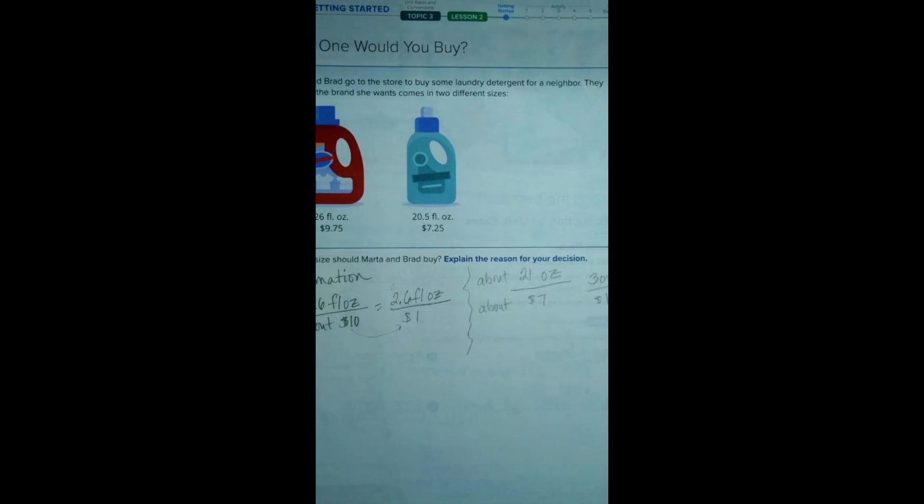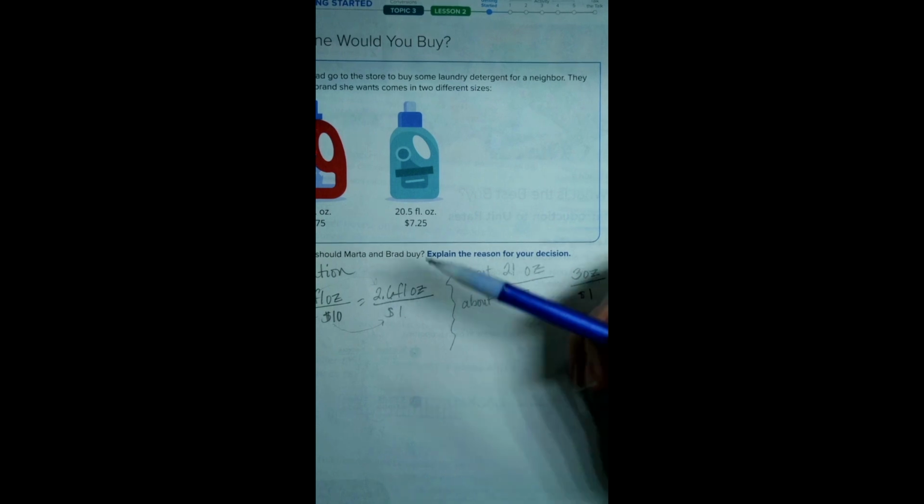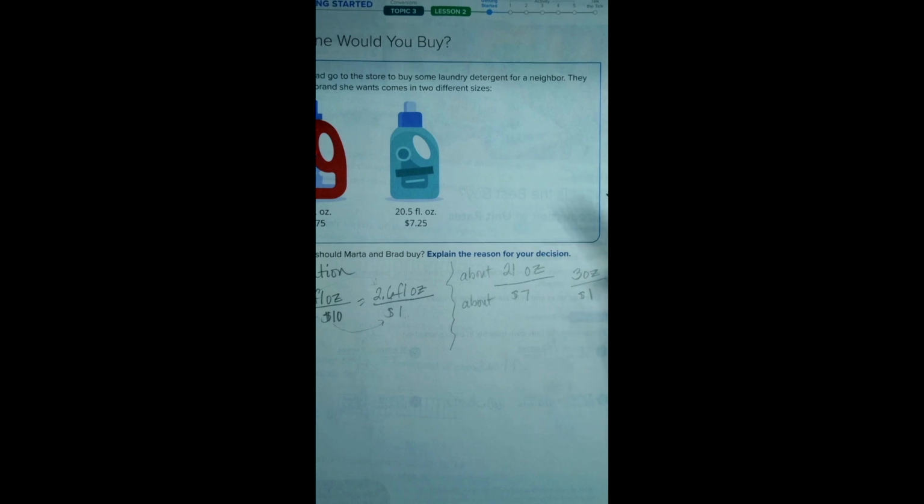Okay, so for this, which one is the better buy? Well, with this one, our dollar gets us 2.6 fluid ounces. And in this one, our dollar gets us 3 ounces. So the blue one is the better buy.